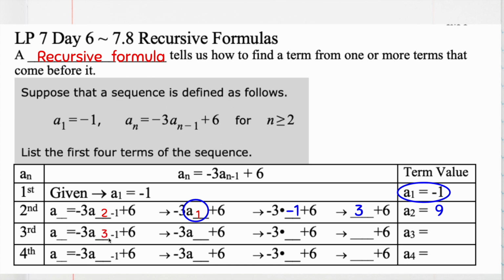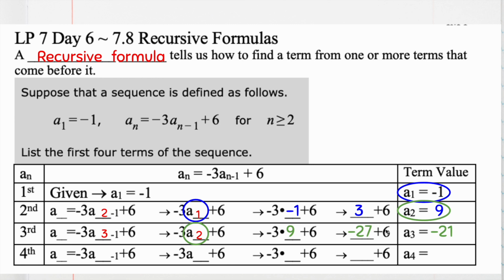Now I'm going to find the third term. So -3 times A, the term A sub 3 minus 1, and then I'm going to add 6 to that. So the term I'm looking for is A2. Well, I just found the second term, that's 9. So I'm going to plug 9 in here. You're finding the term and then plugging it in to do the next one. So -3 times 9 plus 6. -3 times 9 is -27, plus 6 is -21.